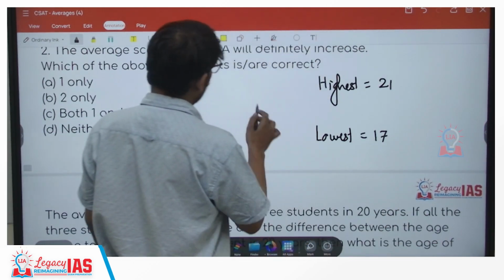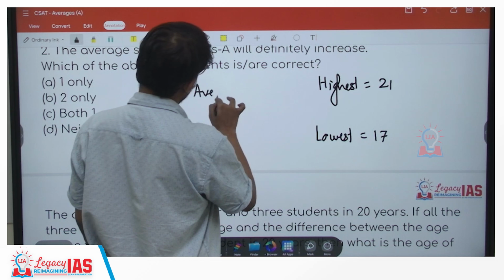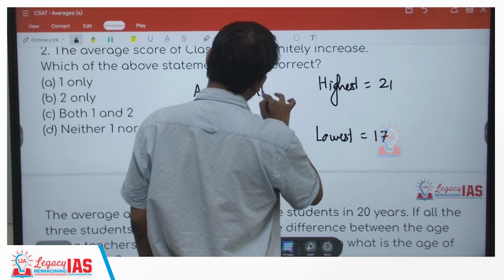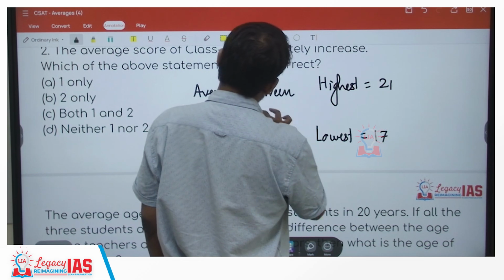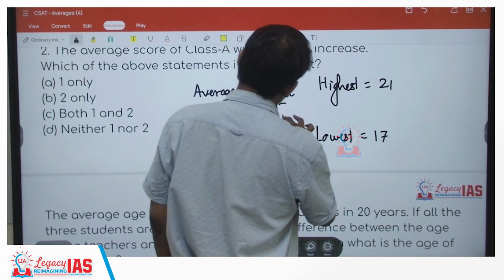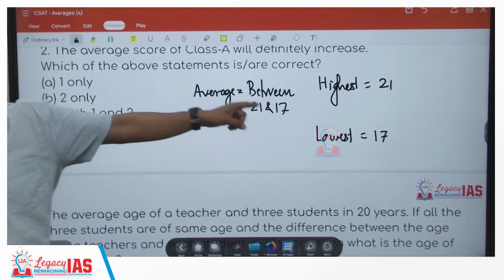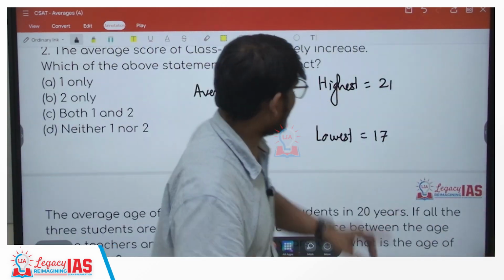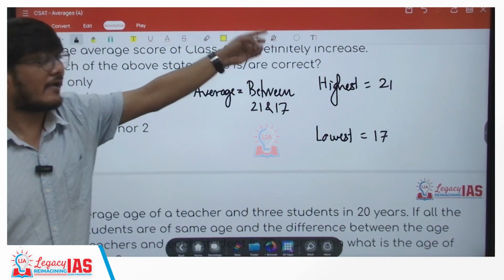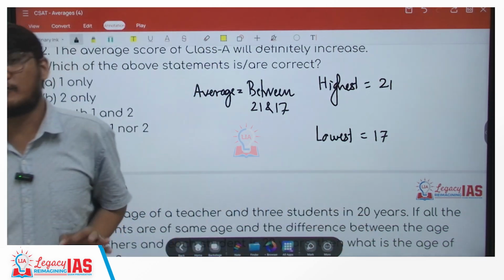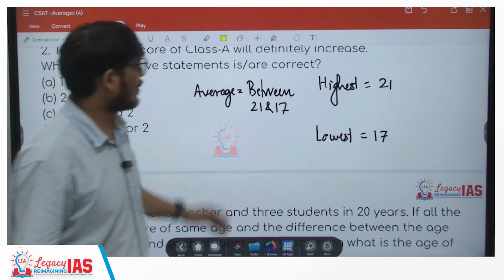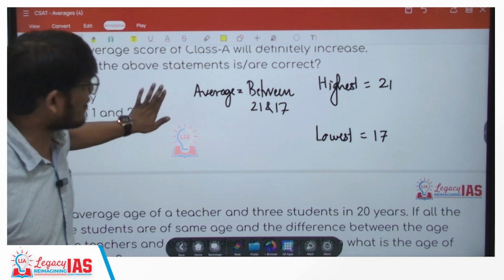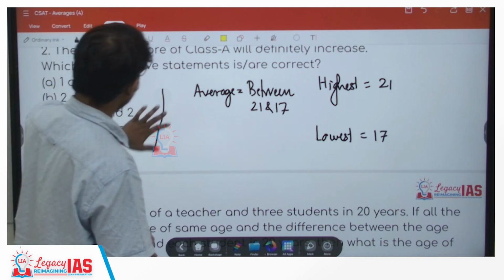My average will be between 21 and 17. Whatever the highest and the lowest is, my average will lie between that. My average cannot be more than the highest and it cannot be lower than the lowest. So my average will be between 21 and 17. This you have to remember. Now if you remember this, let's come back to the question.